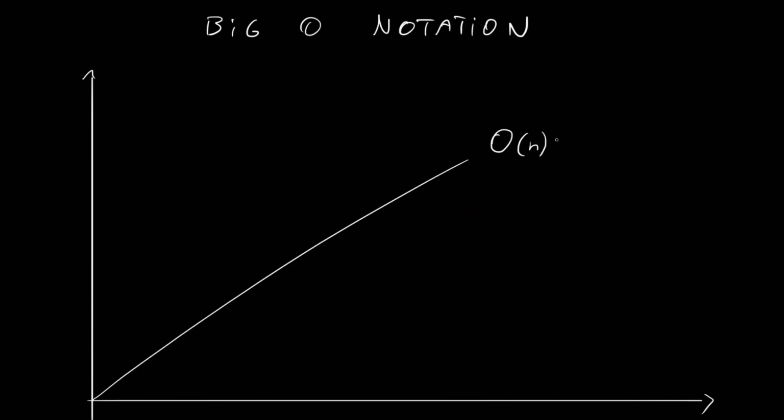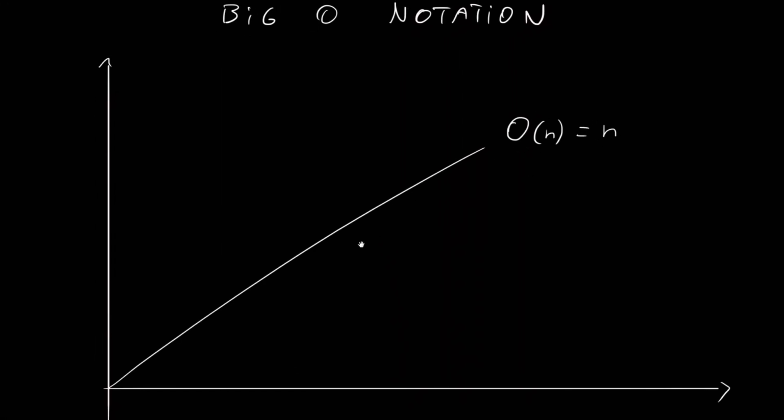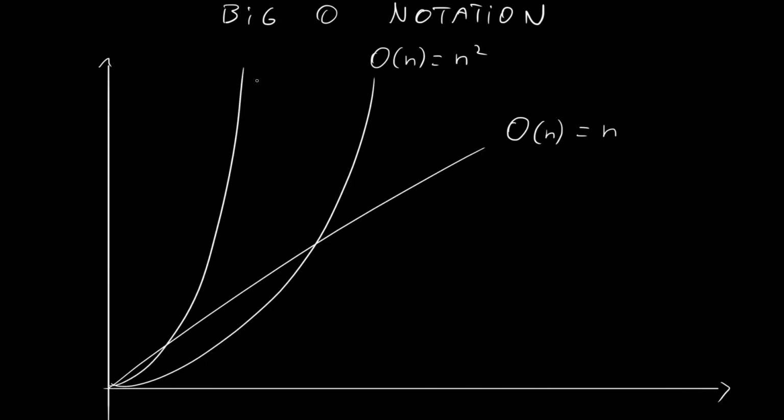So the complexity of n equals n, right? So we could say the x equals the y. This is linear. Then we have some others like this one, or maybe like that, where we would say O of n equals n squared, right? And then you could have some even worse ones like n cubed, or n to the power of 4, or to the power of 10, whatever it is.